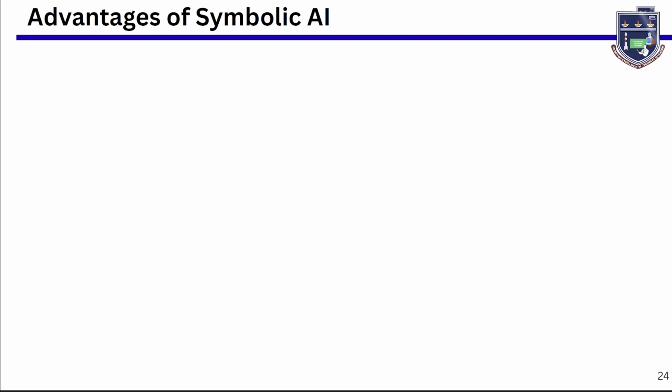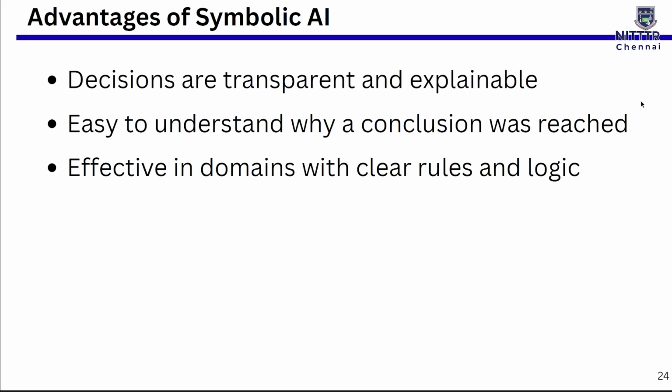So next we will see the advantages of symbolic AI. Symbolic AI has several strengths. Only a few strengths are listed here. The first one is that decisions are transparent and explainable, and the second is that it is easy to understand why conclusions were reached. Then it is effective in domains with clear rules and logic. For example, a legal reasoning system can explain which laws and rules were applied to reach the decisions.